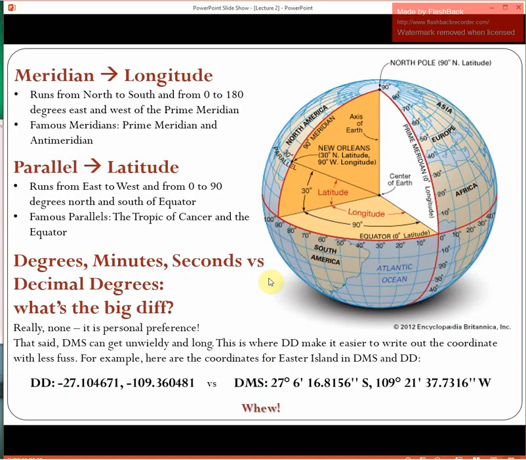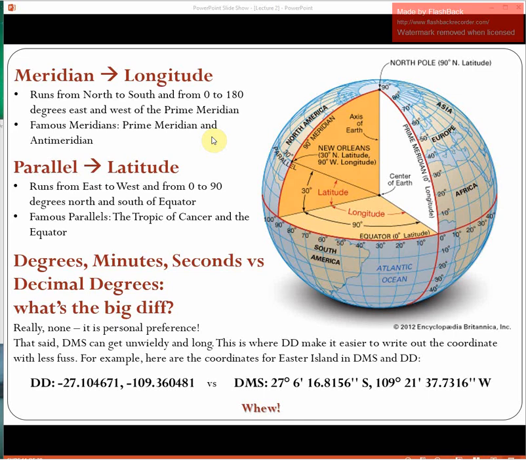So let's talk a little bit more about latitude and longitude and ways to numerically represent coordinates. Just to remember some of the vocabulary here. A meridian is longitude. It runs from north to south, from 0 to 180 degrees east and west of the prime meridian. Famous meridians include the prime meridian and the anti-meridian, AM and PM. A parallel is a latitude. It runs from east to west and from 0 to 90 degrees north and south of the equator. Famous parallels include the Tropic of Cancer and the all-famous equator.